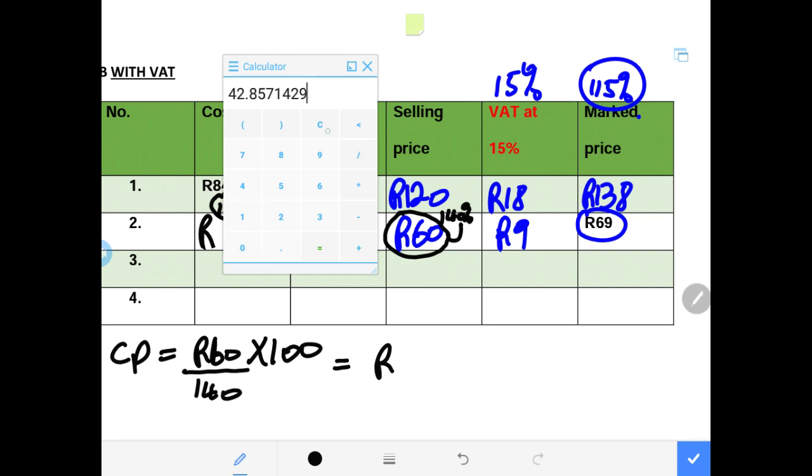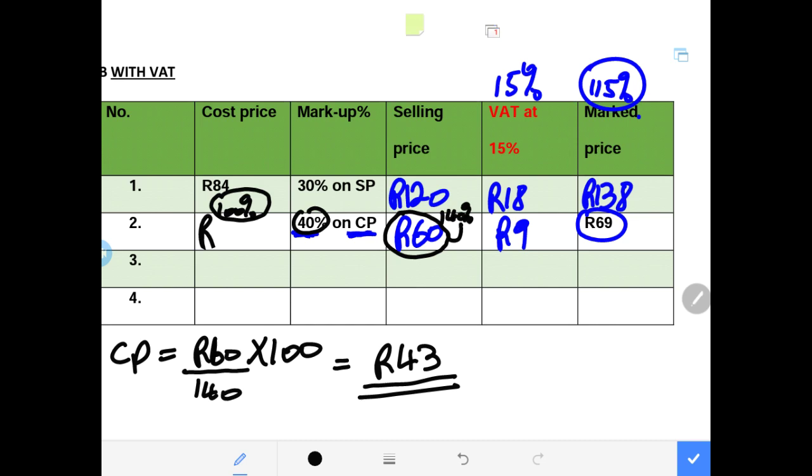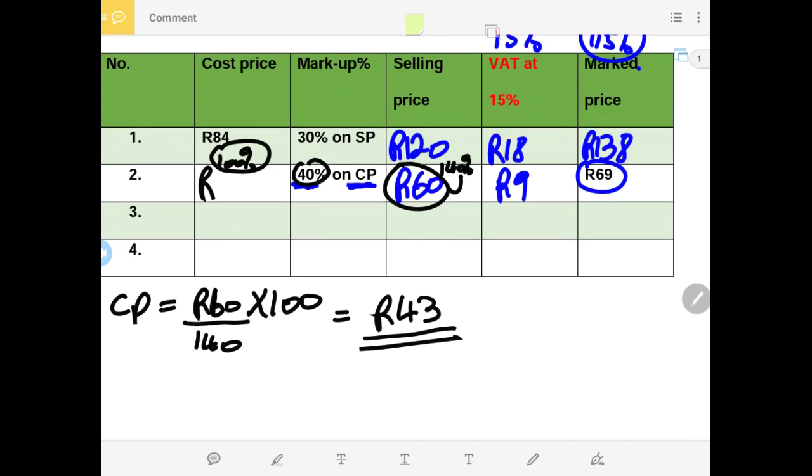This gives us 42 Rand. Just verify that. 60 divide by 140 times by 100. This gives us 43 Rand. I'll just round it off. This gives us 43 Rand. So this is our cost price. This is our cost price when the markup percentage is on cost price in scenario number 2.